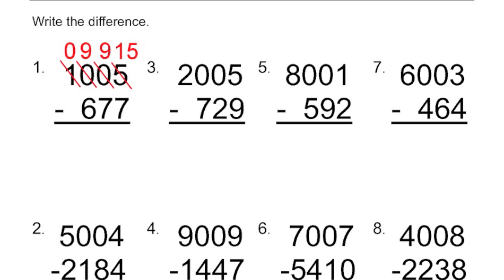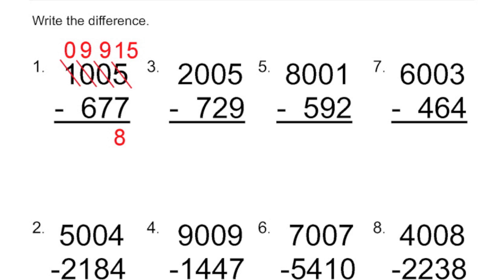So what I'm going to do is I'm going to do 15 minus 7, that's 8. I'm going to do 9 minus 7, that's 2. And 9 minus 6, that's 3. There's no thousands anymore, so my final answer is 328.